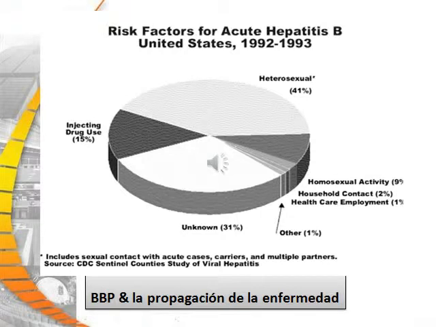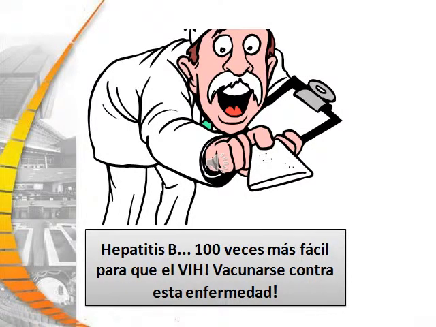Risk factors for acute hepatitis B in 1992 to 93 show that injection drug use is 15%, unknown is 31%, and heterosexual contact is 41%. Hepatitis B is 100 times easier to catch than HIV. Get vaccinated against this disease.